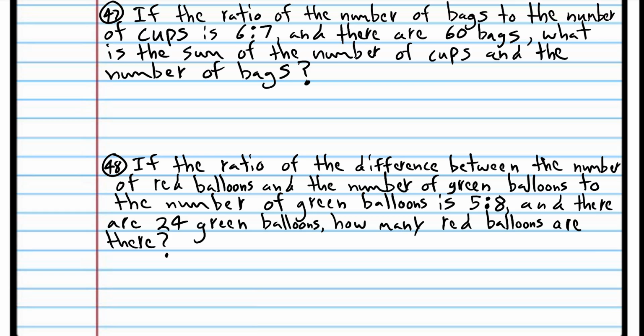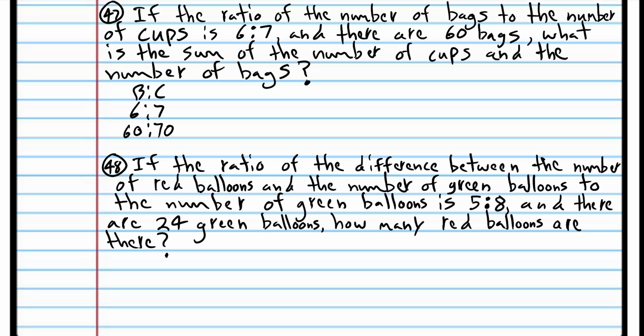All right, we're back. If the ratio of the number of bags to the number of cups is 6 to 7, and there are 60 bags, what is the sum of the number of cups and the number of bags? So we have to add the number of cups and the number of bags, but the problem is we don't have the number of cups. But we know that if the ratio is 6 to 7, and there are 60 bags, we just multiply 6 by 10 to get 60, which means we have to multiply 7 by 10 also. Again, we multiplied 6 by 10. We have to multiply 7 by 10 to maintain that ratio. So we get 70 cups.